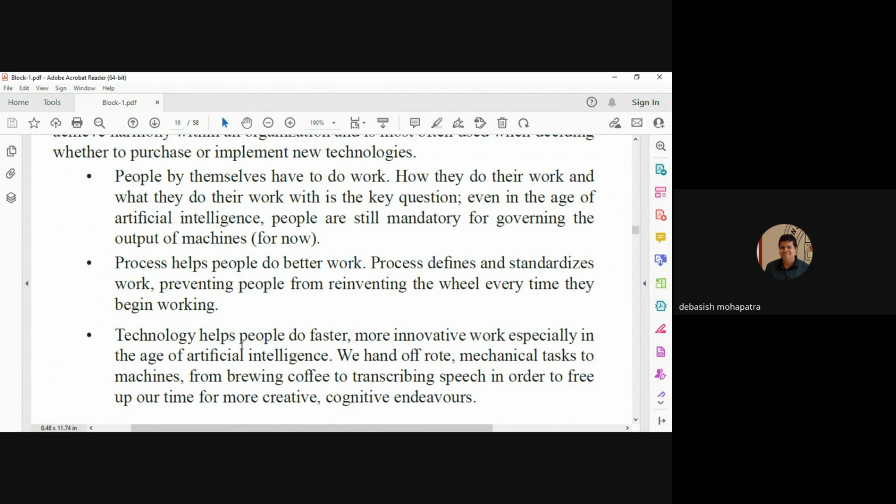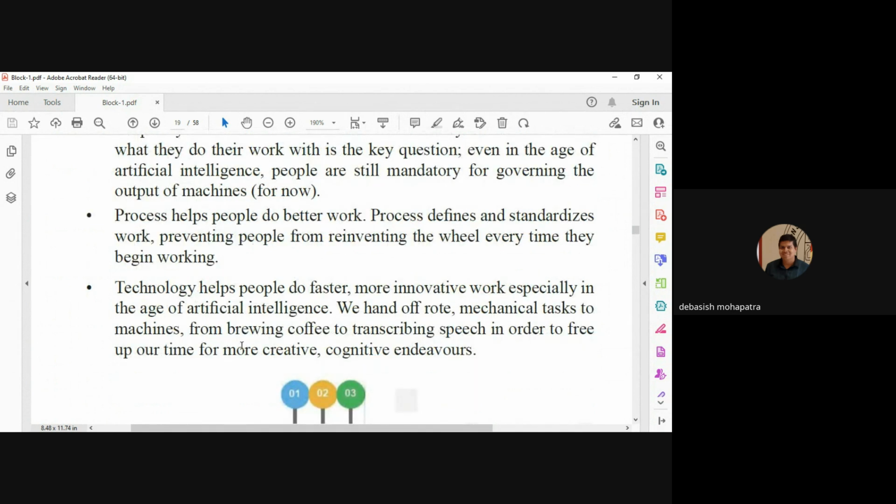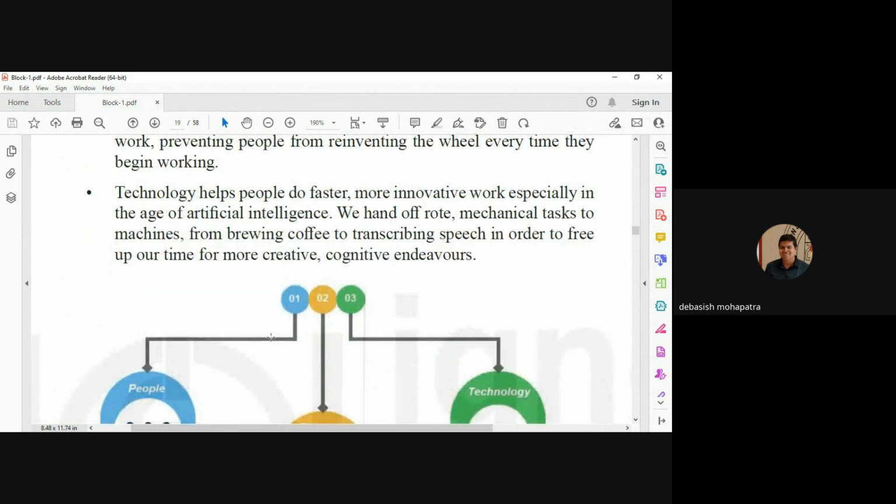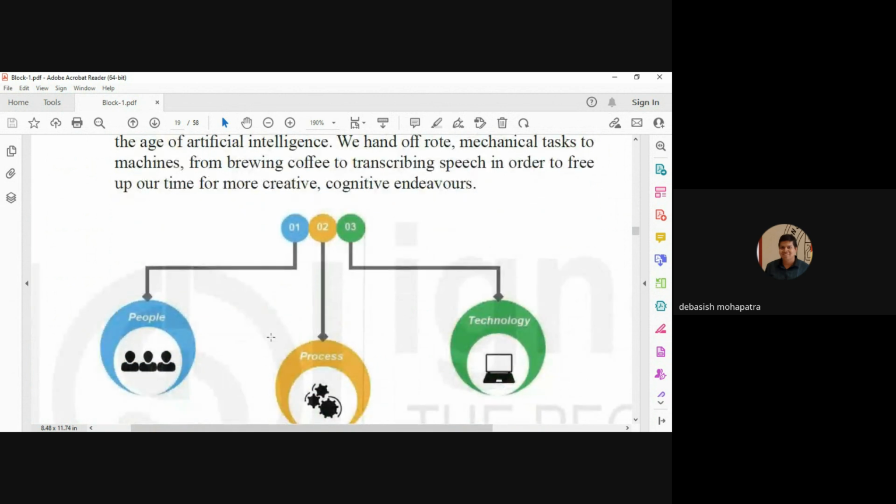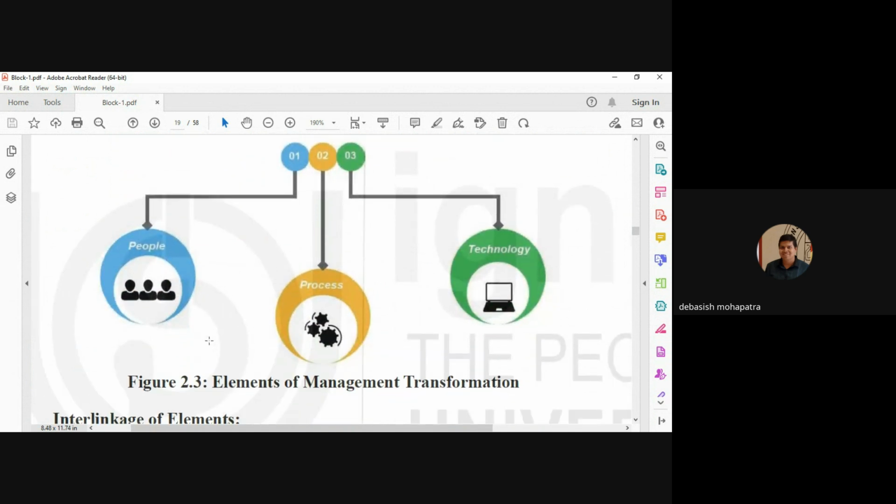So processes help people to do better work. Process defines the standardizing of work, preventing people from reinventing the wheel every time they begin working. Then technology helps people do faster, more innovative work, especially in the age of artificial intelligence. We hand off routine, mechanical tasks to machines, from brewing coffee to transcribing speech, in order to free up our time for more effective conjunctive endeavors. So, elements of management are people, processes and technology.